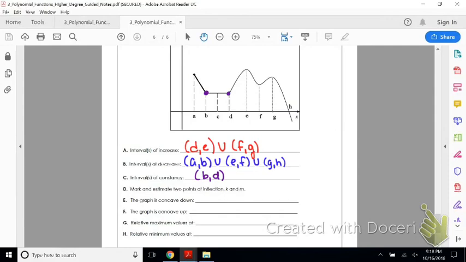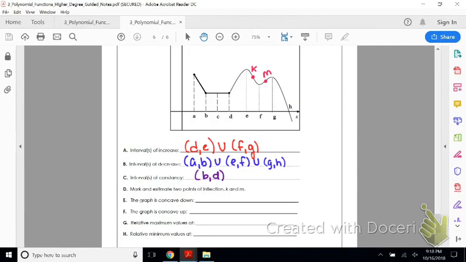Part D says to mark and estimate two points of inflection, K and M. Remember, points of inflection are where it's changing concavity. Let me get rid of these purple marks. We can see that it's changing concavity somewhere in here, so we're going to call this K. And then somewhere in here is M. Remember, it's where it's changing from concave up to concave down or vice versa. It's where you're looking for your smiles and your frowns. So, we did that.